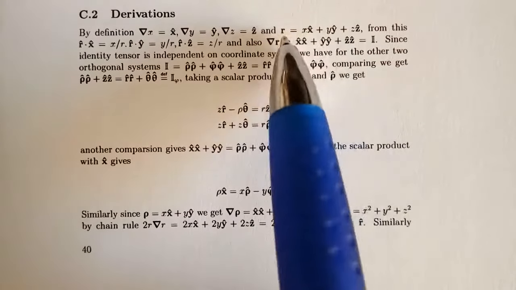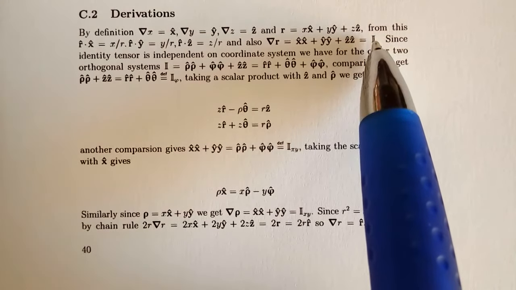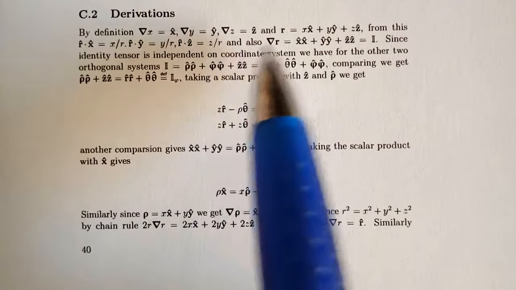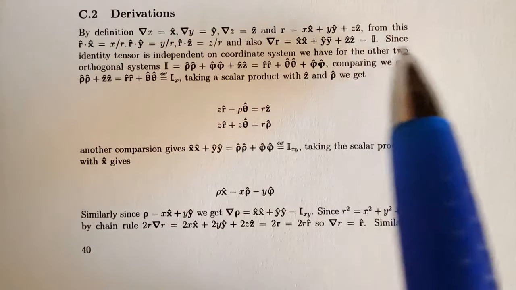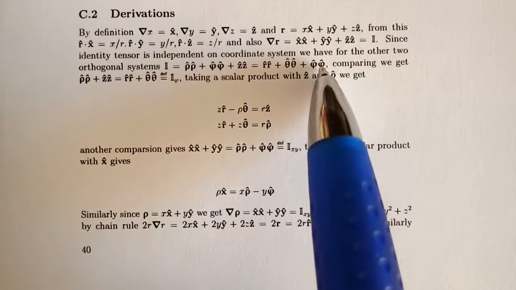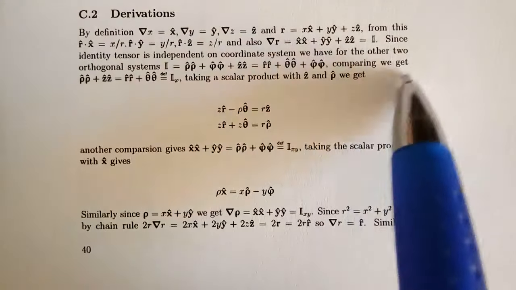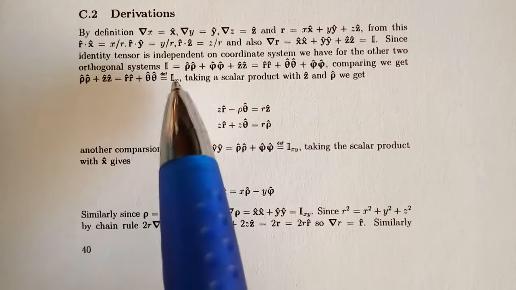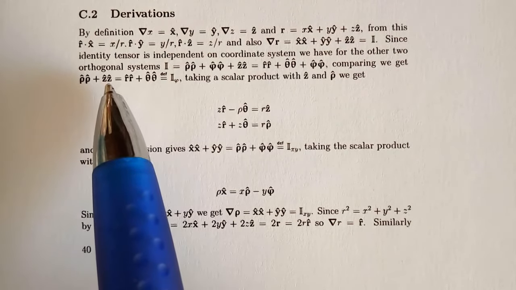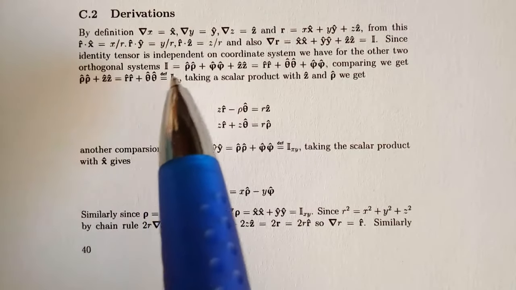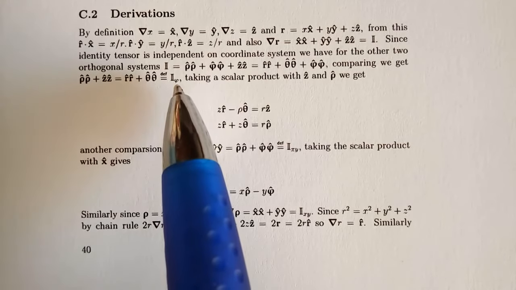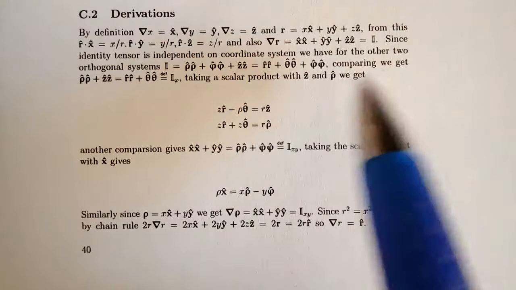And this, what is that? You immediately recognize the unit tensor, the delta tensor. Why? Because this is the composition of any vector. Since the identity tensor is independent of coordinate system, that's true, yes. For the other orthogonal systems, it must be that I is composed of cylindrical and also this. Comparing, we get, oh, and yes, there is another tensor in which these two vectors, rho and z hat, lie in the same plane, as well as r and theta. That means that this tensor must be independent of direction. Taking a scalar product with z and rho, you get these identities.